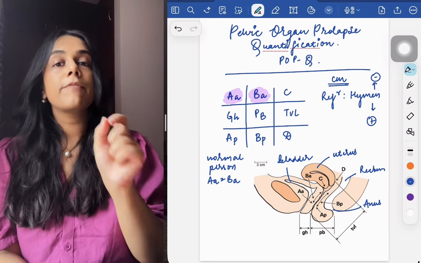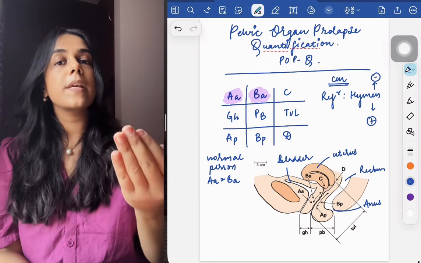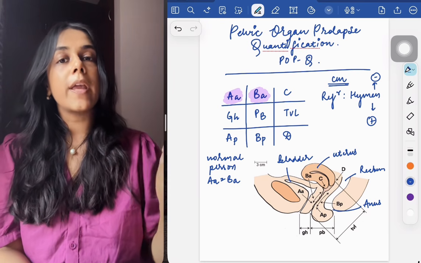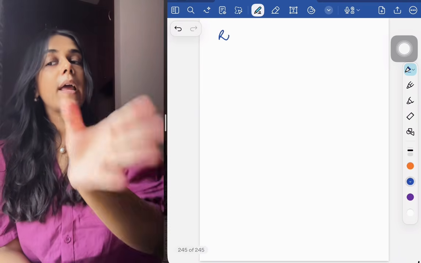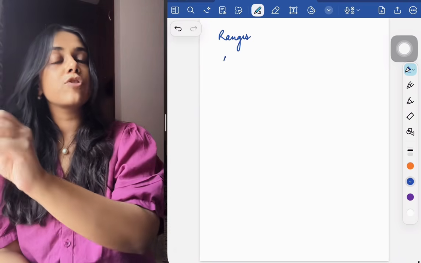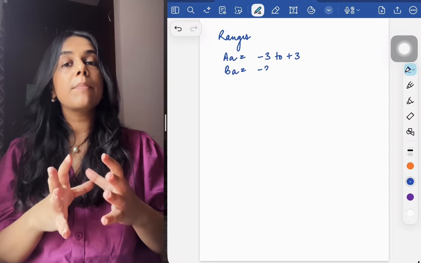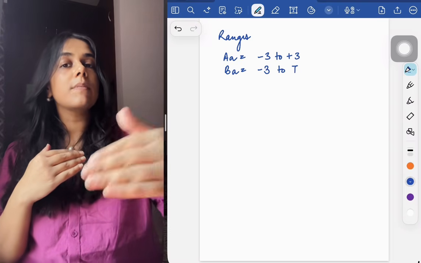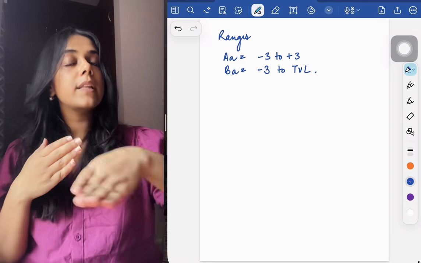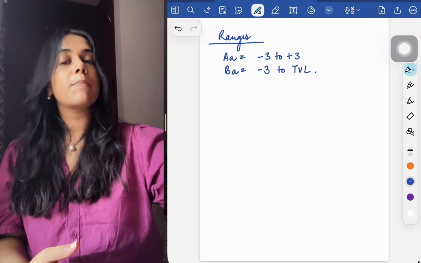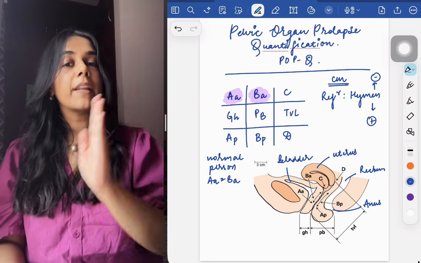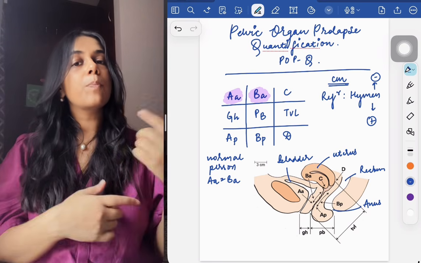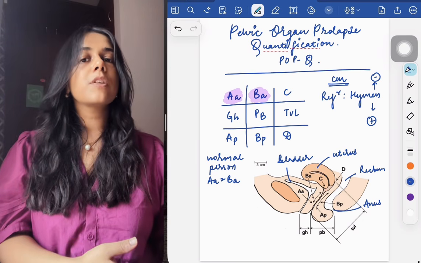But BA is not a fixed point. If there is no prolapse, BA is equal to -3, that is equal to AA. But if there is prolapse, then BA comes outside the vagina, and the maximum dependent part has to be calculated from there. Maximum BA can be if the entire vagina comes outside, that is, the total vaginal length is outside. Then the furthest part is the BA point from the hymen. So the BA range can be -3 in a normal person to plus TVL in a person who has the maximum amount of prolapse.